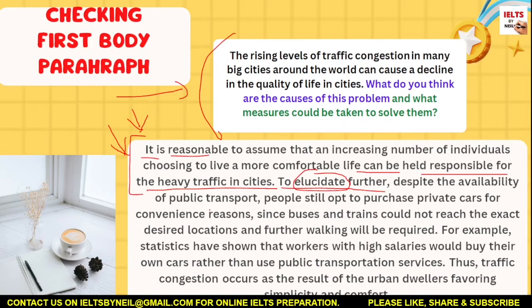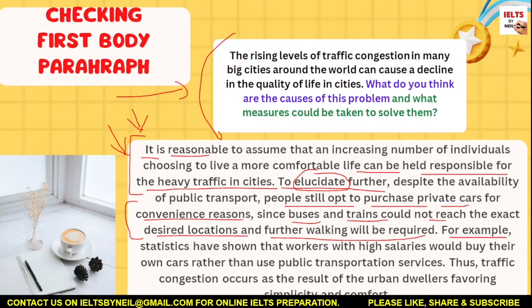Despite the availability of public transport, people still opt to purchase private cars for convenience reasons, since buses and trains could not reach the exact desired locations and further walking will be required. Okay, now it's again related to the comfort, that people are so much comfortable in their lives that they don't even want to walk even a little bit, right? They do not prefer public transport because they will not reach the exact location, okay, or they will not be picked up from the exact location, right?